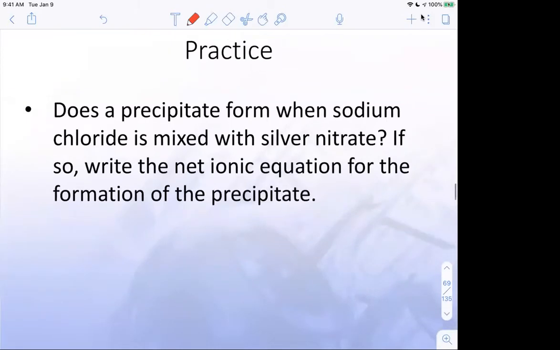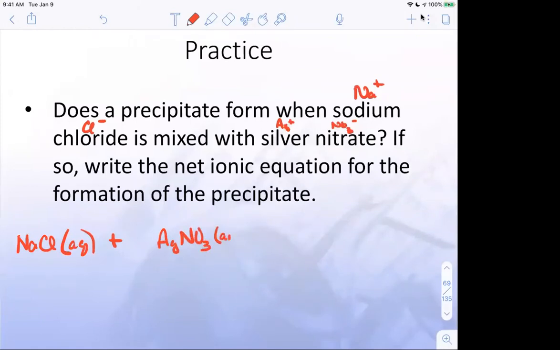So let's practice. Does a precipitate form when sodium chloride is mixed with silver nitrate? If so, write the net ionic equation for the formation of the precipitate. Sodium chloride, Na plus, Cl minus, I have NaCl. That's going to be aqueous because it's a sodium salt. Silver nitrate, Ag plus, NO3 minus. So I'm going to have AgNO3. That's also going to be aqueous because of a nitrate ion.